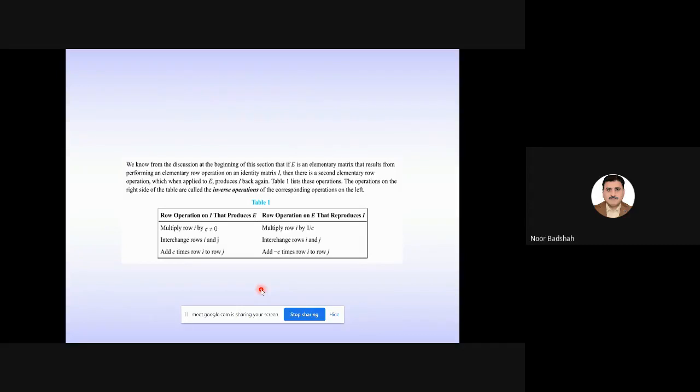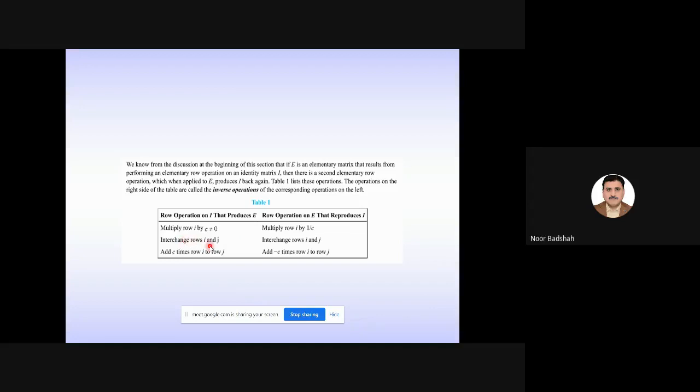Check this thing I explained earlier. You see, if you have obtained an elementary matrix by this procedure, you will get the identity matrix by this procedure again. If you multiply row i by a non-zero constant, you will get an elementary matrix. And if you want to get back that identity matrix from the elementary matrix, you will do what? You will divide that row by the same number.